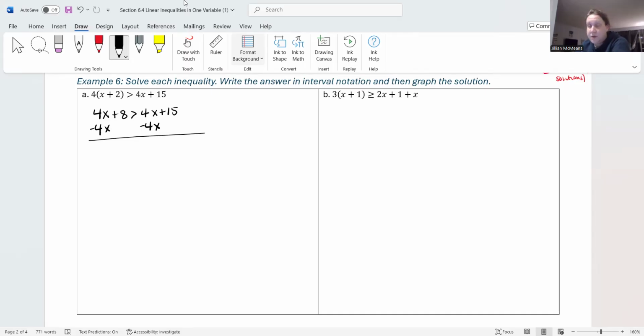So on the left, be careful here. This is a really common mistake. What is 4x minus 4x? Well, 4x minus itself is 0. So I'm going to actually write it this time. So we get 0 plus 8 is greater than, well, 4x minus 4x is still 0. So we get 0 plus 15. 0 plus 8 is 8. And then 0 plus 15 is 15. So then we have to ask ourselves, is this true?